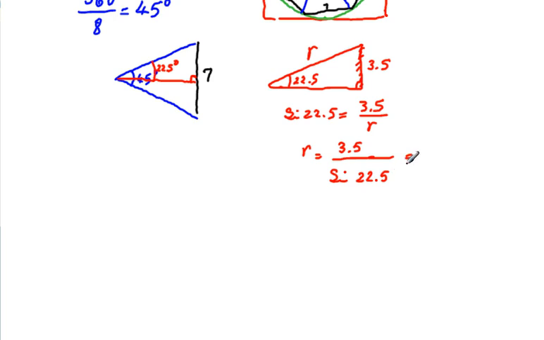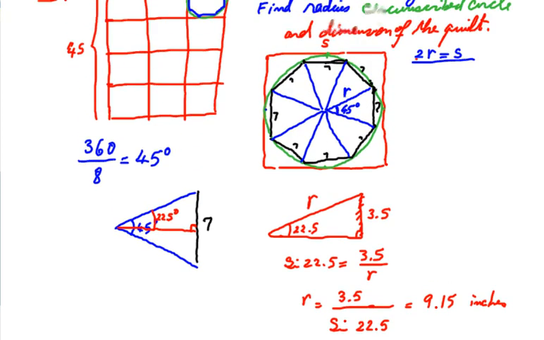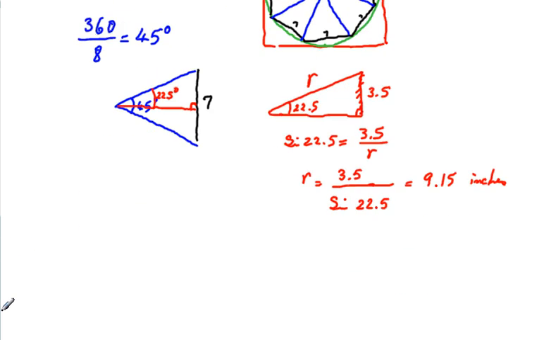You might want to write on the side what the approximate number is, 3.5 over sine of 22.5 degrees. And what do you get for that? 9.15. This is inches. So what do we know now? I have the radius, therefore I have the side, which is double of this. So I'll have S is equal to 2R. Doubling this one, what do I get? 18.3 inches.